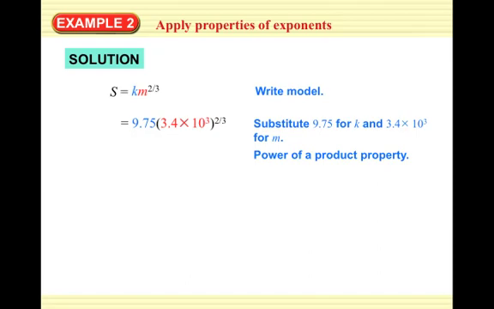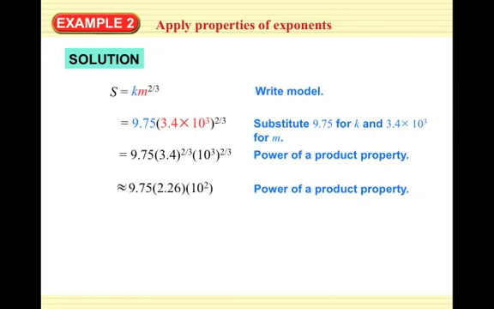All right, we've got the power of a product property. And so we're going to raise everything that's inside the parentheses to the 2/3 power. So the 9.75 doesn't get raised to it because it was outside the parentheses. And then we have times 3.4 to the 2/3 power, and then times 10 to the 3rd power to the 2/3 power. All right, we're going to do the power of a product property again. Actually, this is power of a power. We're going to multiply those two exponents together.